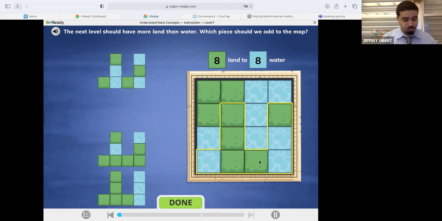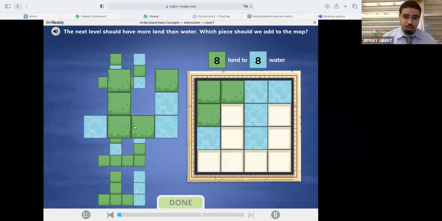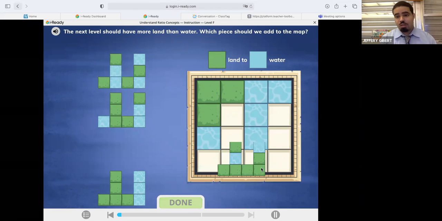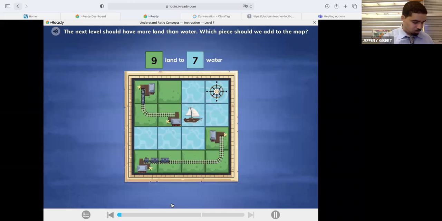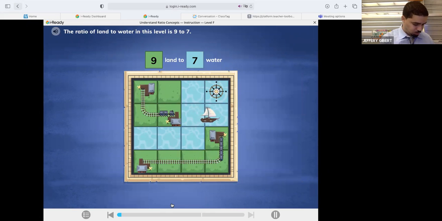This one good? No. Let's try the next one. This one good? Yes. Why is this one good? Because the land number is bigger than the water number. Yes, that's correct. The ratio of land to water in this level is 9 to 7.